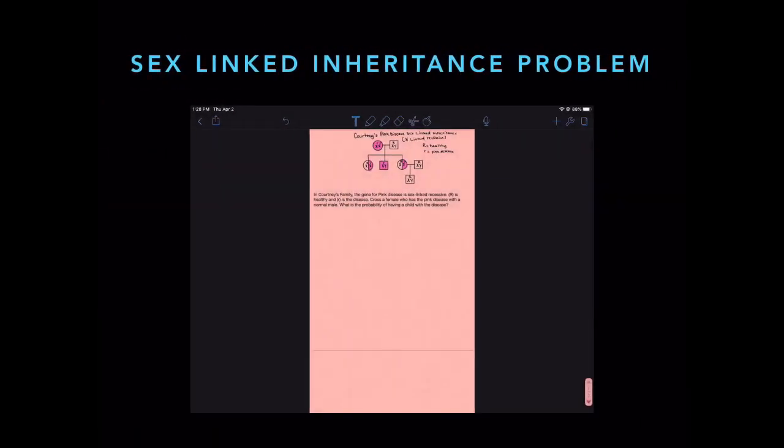Let's look at a practice problem with the same genotypes. In Courtney's family, the gene for pink disease is sex-linked recessive. Capital R is healthy and lowercase r is the disease. Cross a female who has the pink disease with a normal male. What is the probability of having a child with the disease?